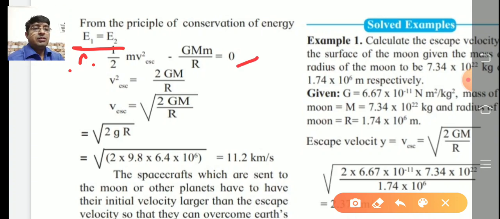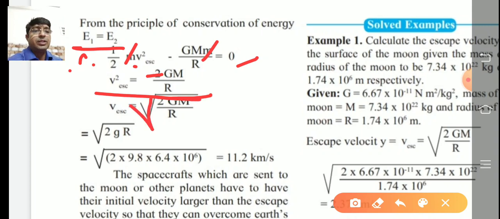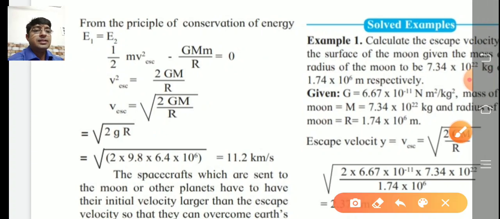So only we are keeping that v escape square, this 2 is divided, shifting to the right hand side, then multiplied, and on both sides m is present, so it cancels. So we are getting v square equal to this step. So we are taking the square root. So v escape is square root of 2GM upon r, and then we are getting the answer in the next step.